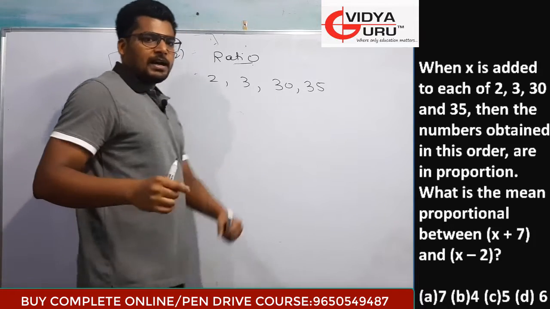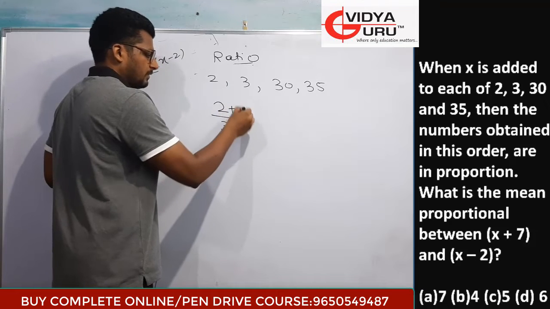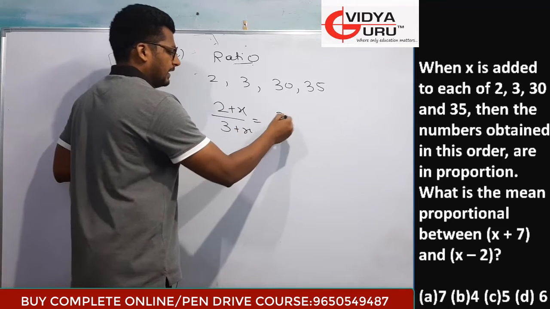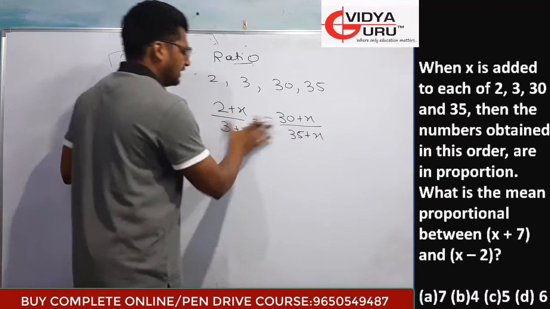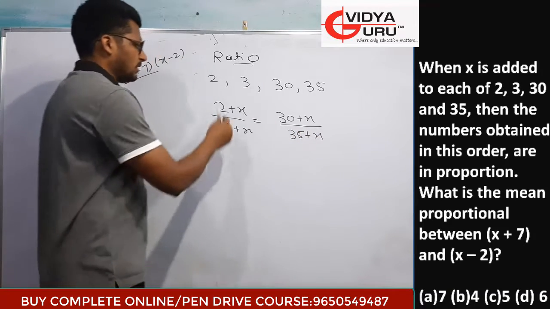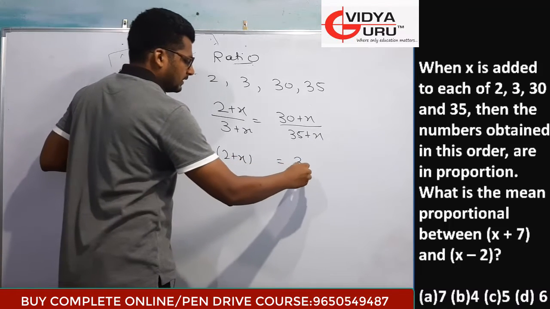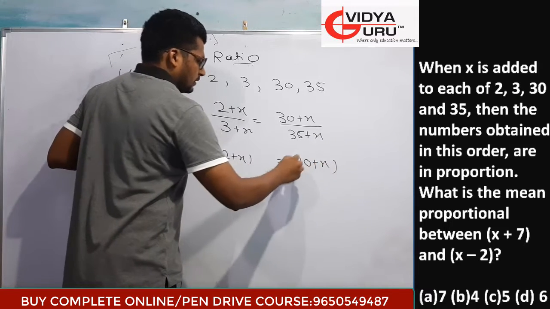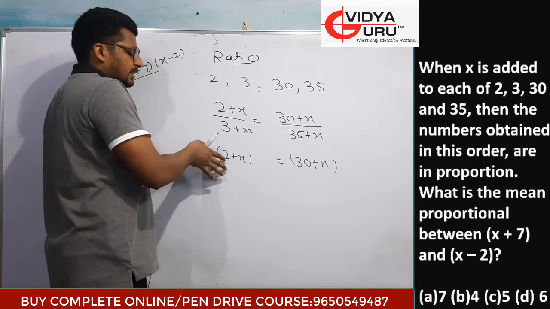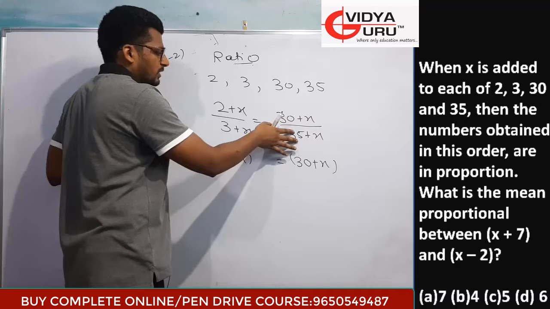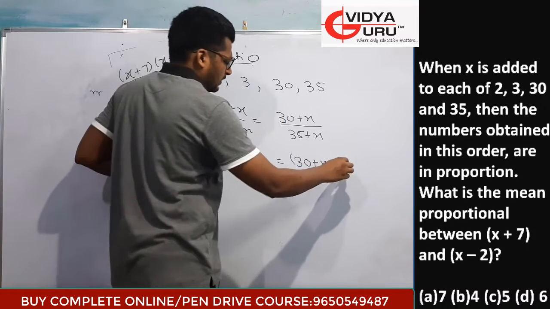This time we are adding, so the same process will be there. We will add x, and here also we will add x. You need not write this equation, you can directly take 2 plus x and here 30 plus x. We will cross multiply with the difference of this and the difference of this. What is the difference? 5. This will be multiplied by 5 and here the difference is 1.